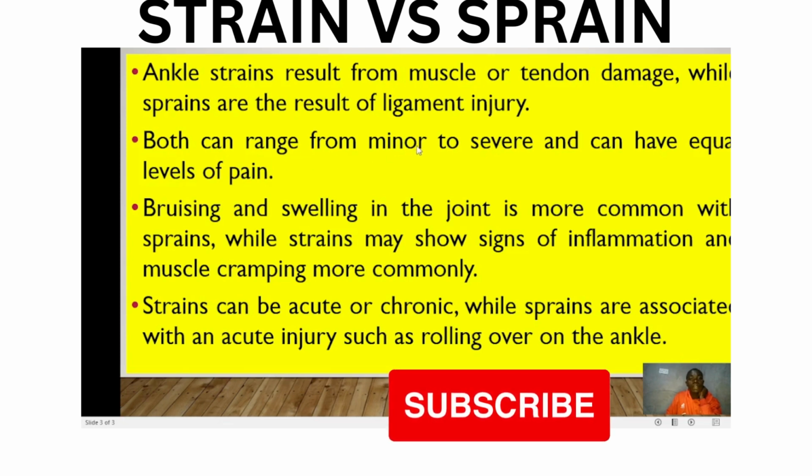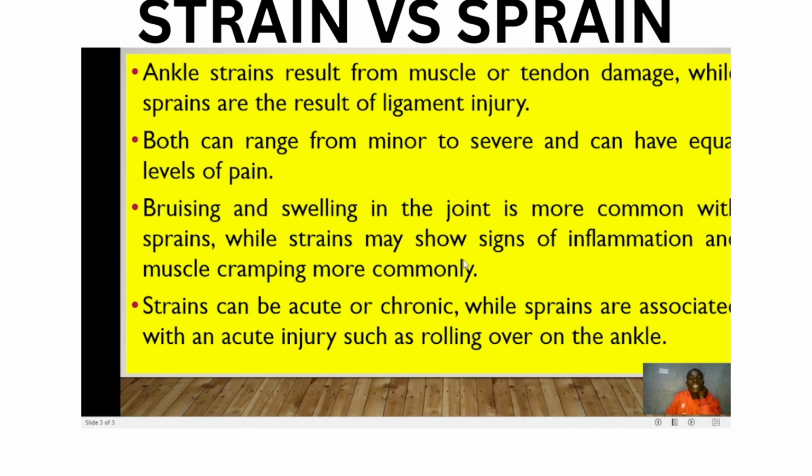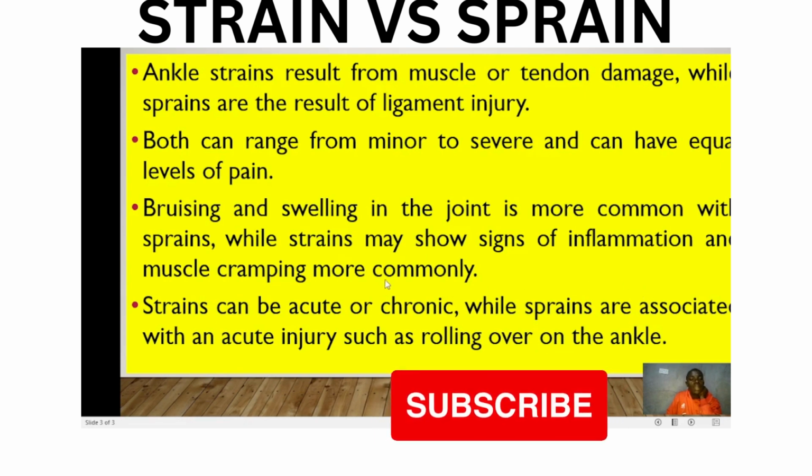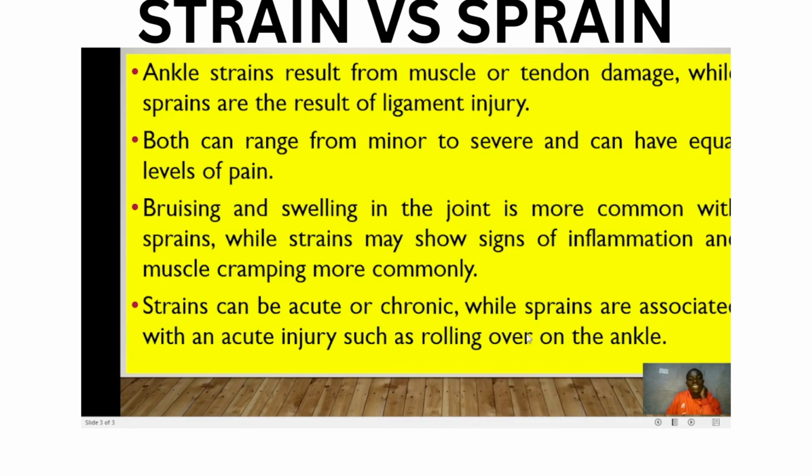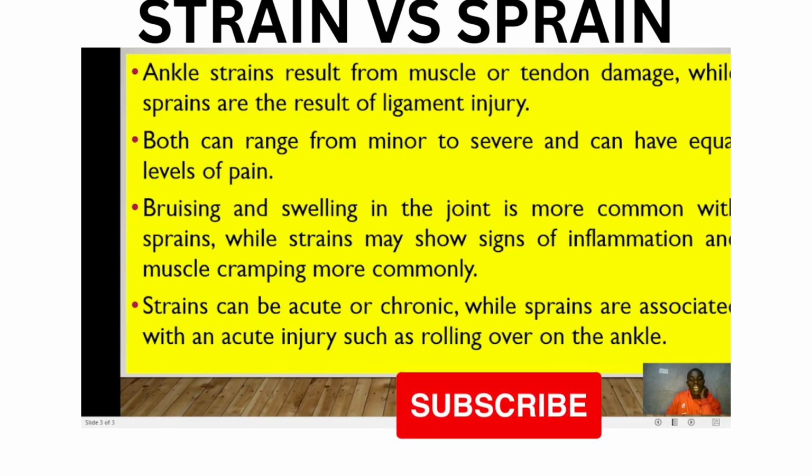Both can range from minor to severe and have equal levels of pain. Bruising and swelling in the joint is more common with the sprains, while strains may show signs of inflammation and muscle cramping more commonly. So strains can be acute or chronic, while sprains are associated with acute injury such as rolling over the ankle. So guys, those are the 10 differences between a sprain and a strain.